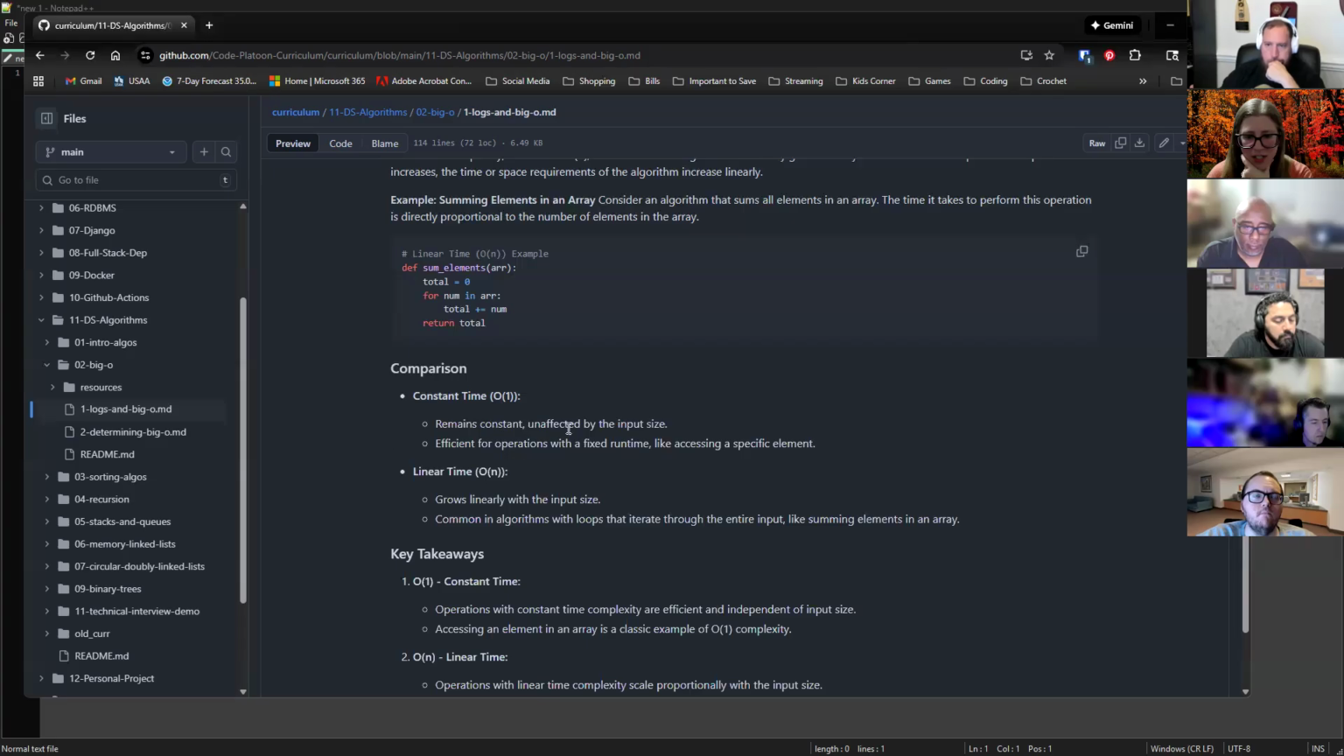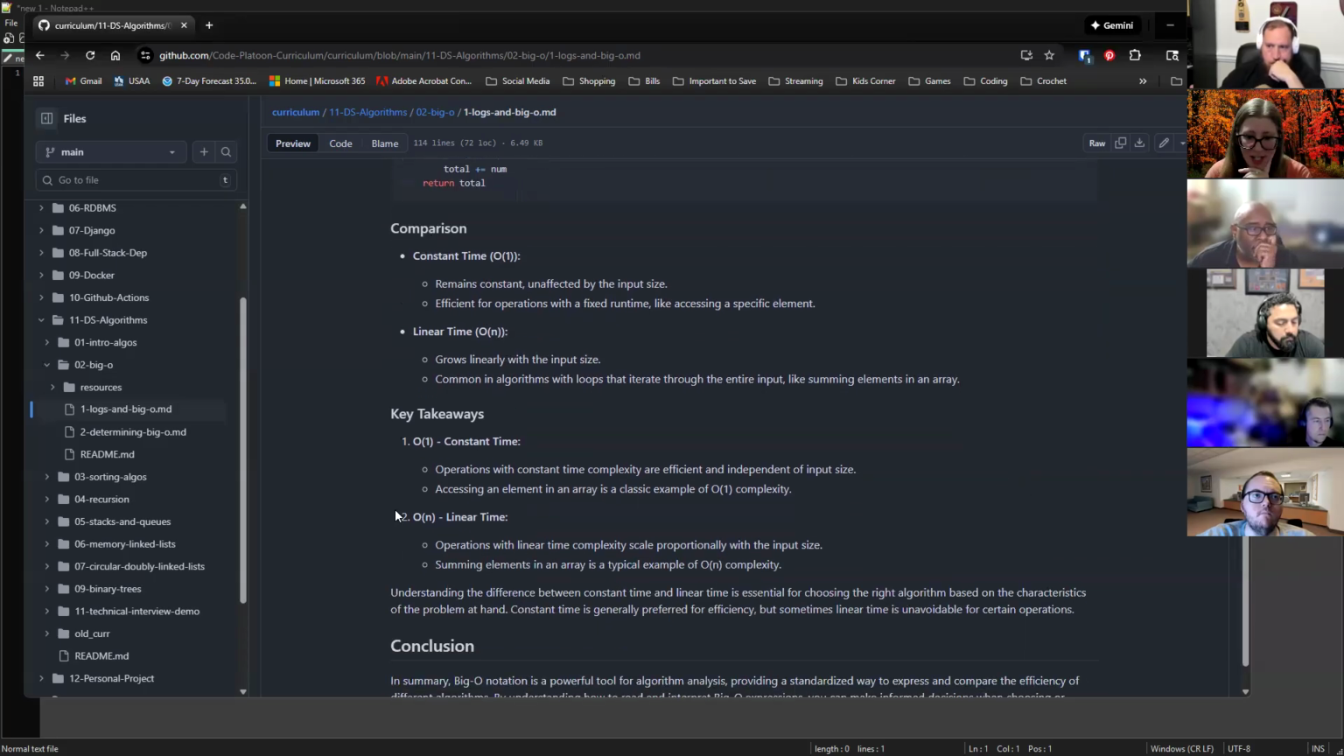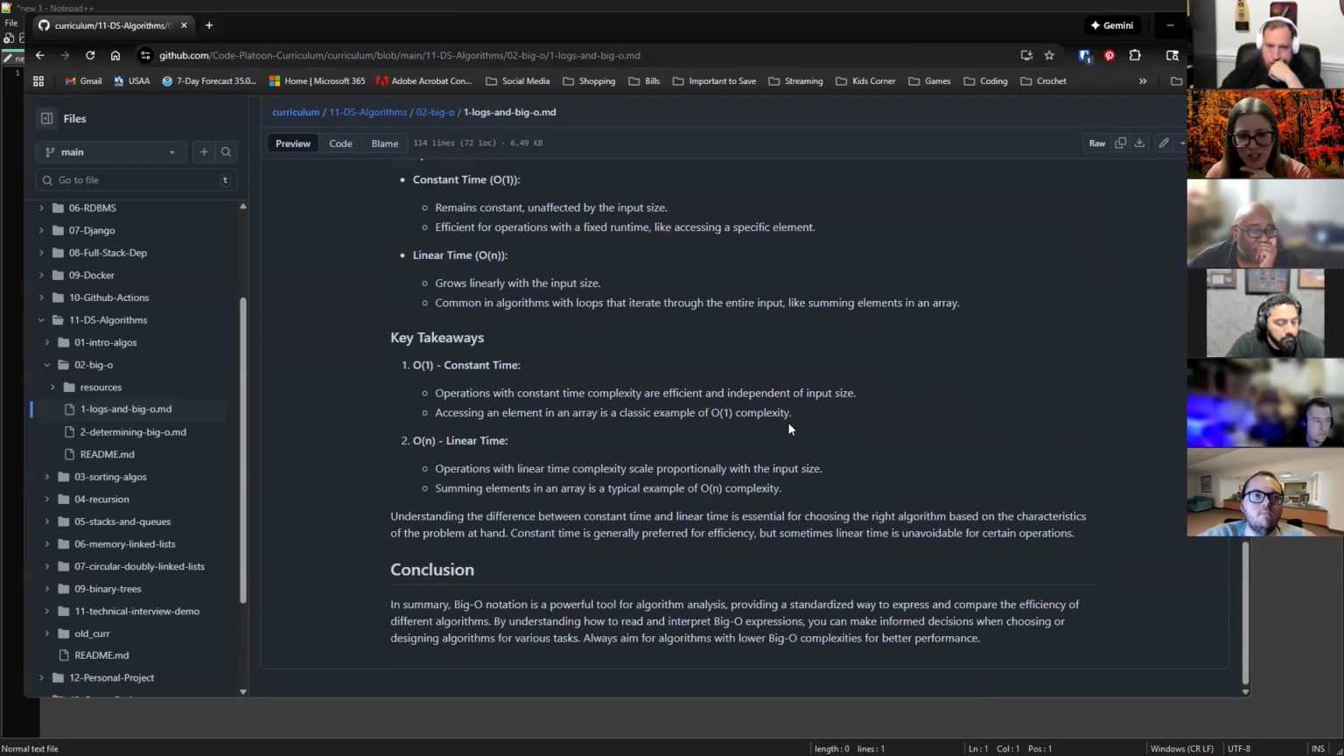So comparison, let's see, this constant time remains constant, unaffected by input size. It's efficient with a fixed runtime, just accessing a specific element, whereas linear time will grow with the input size. And this is a very common one. Like, think about it. Everything we write is pretty much a loop that iterates through something, right? So every time you iterate through something, that's going to be a linear time O notation, because it clearly depends on how many things we have in the input for that loop to run through. And once again, just reiterating everything we literally just walked through.